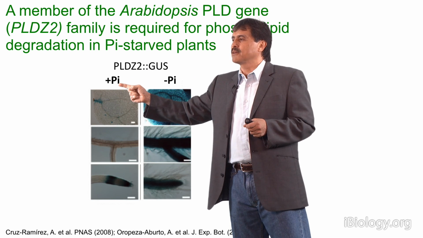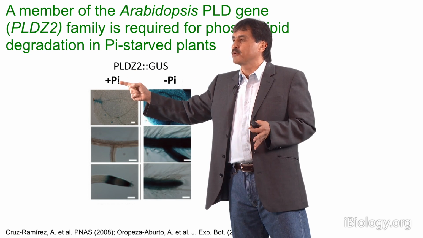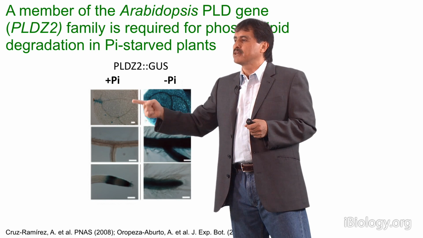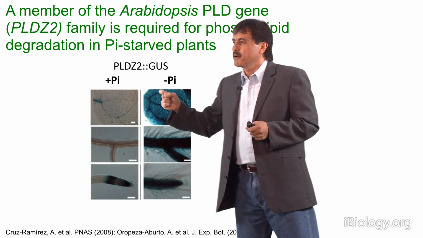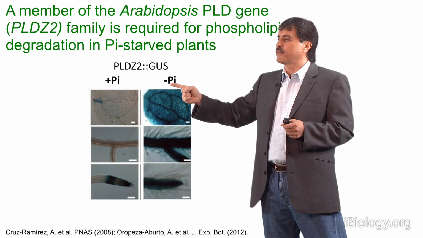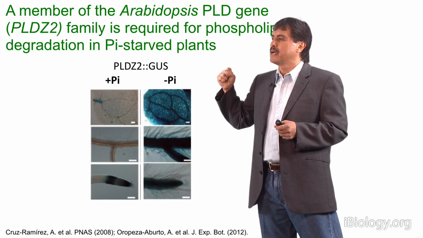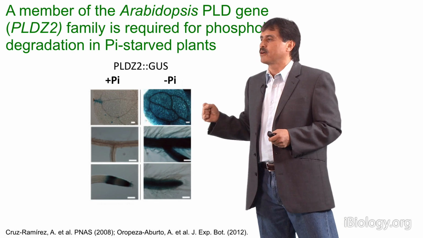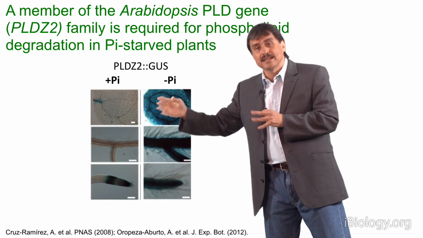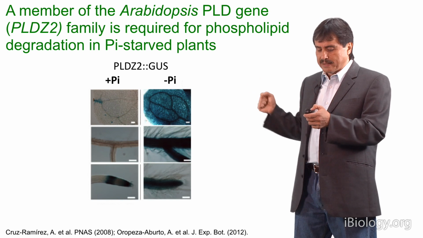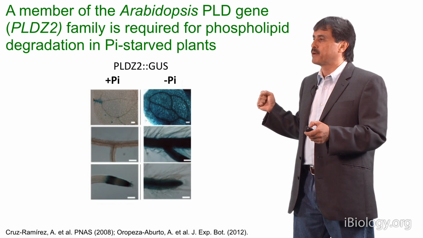So when the plant is under normal phosphate nutrition, the plant doesn't express the gene, or it expresses it at low levels. But when the plant is exposed to low phosphate, then the gene is activated in the leaves and very strongly in the roots, so that the phospholipids are hydrolyzed and phosphate is released for more important, more essential biochemical processes than just maintaining membrane structure.